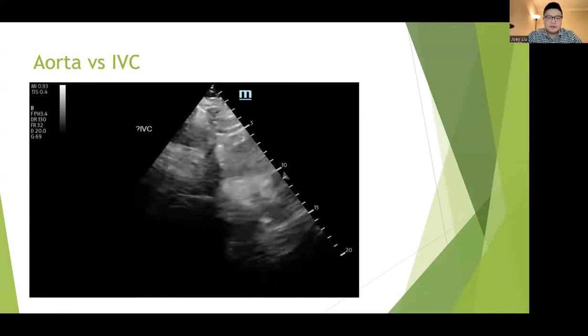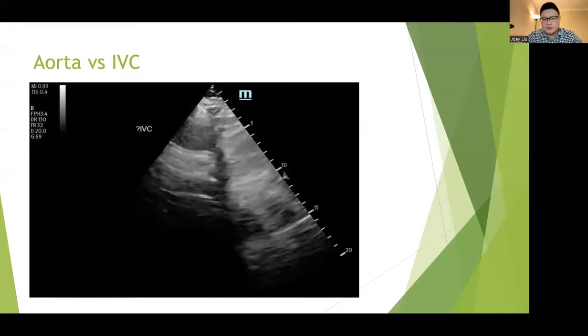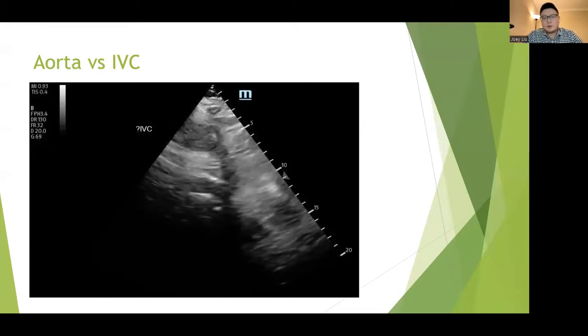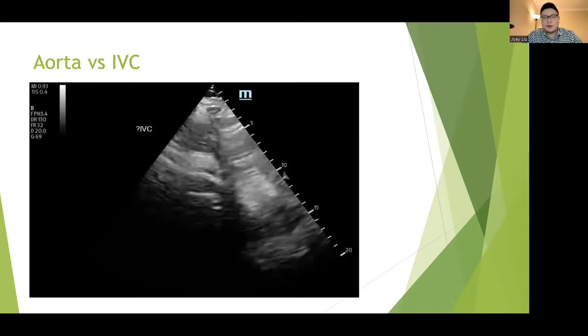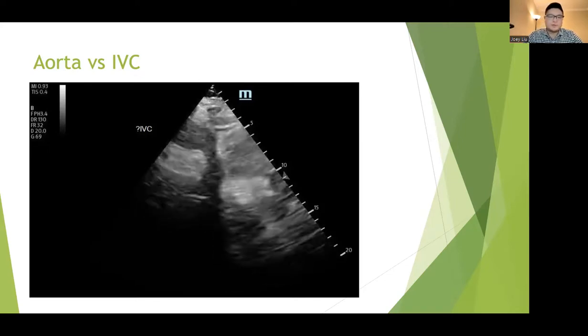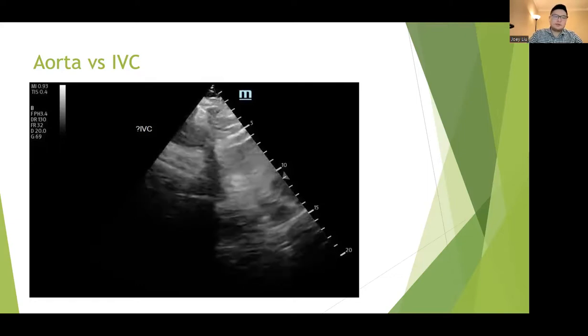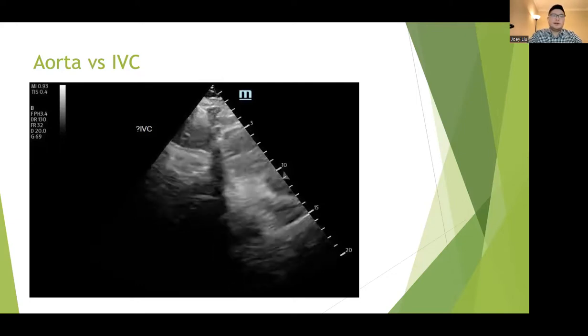that I really can't say that this is the IVC for sure. And if I were to take measurements of this horizontal looking structure and make it into my interpretation, I would have made an error there for sure. So that's the first one, aorta versus the IVC.